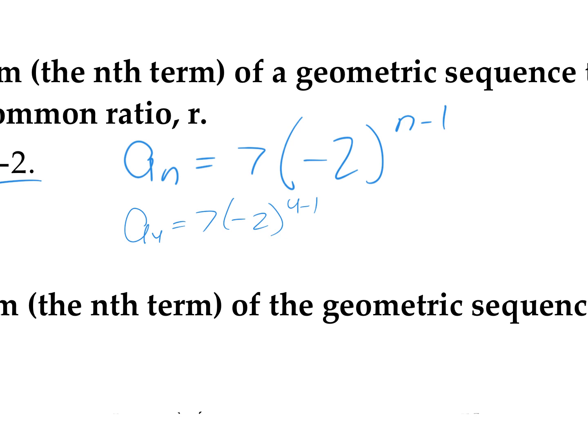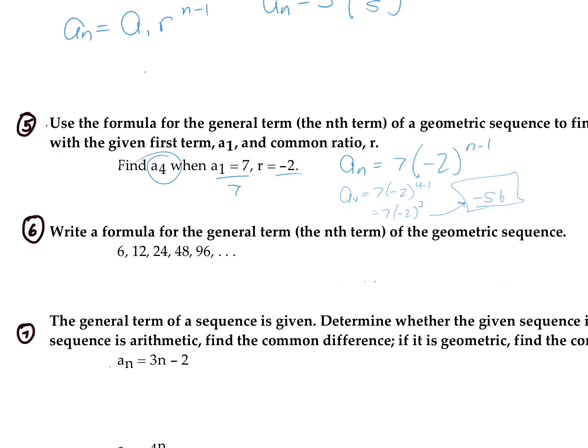Guys, when you simplify, this is 7 times negative 2 to the 3rd power. What do you do first? You power. So negative 2 to the 3rd power is negative 8. Times 7 is negative 56. You have to do the power first. You cannot multiply 7 times negative 2 and then raise that to the 3rd power. You will not get the same answer. Got to use your order of operations.